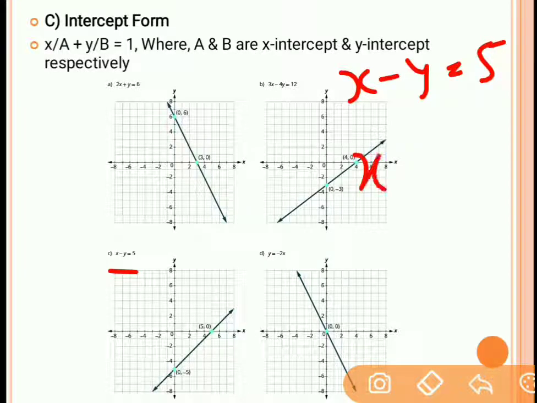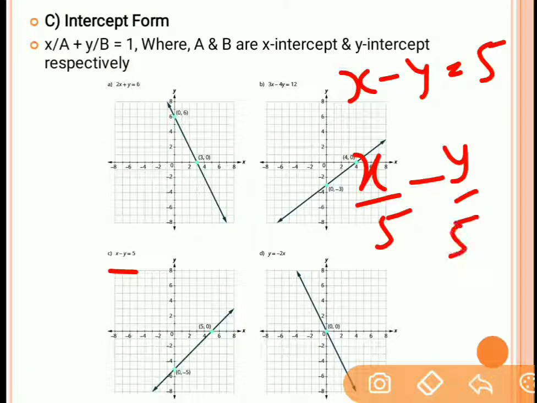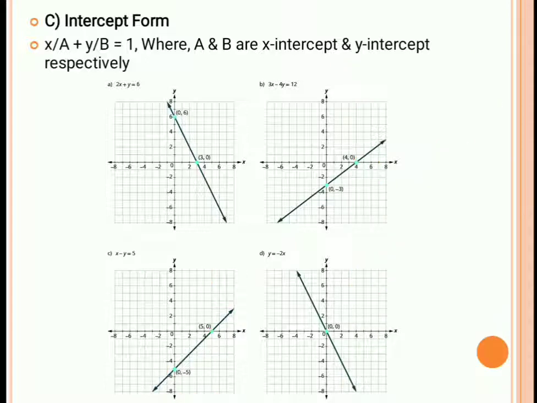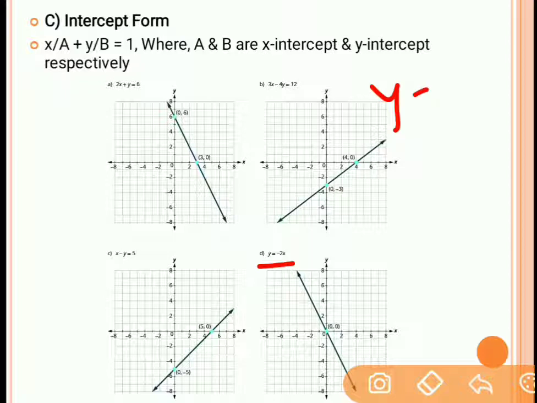If we divide the left hand side by 5, then you will get x/5 - y/5 = 1. So in this case, x-intercept a is equal to 5 and y-intercept b is equal to -5. This line will intersect the x-axis at (5, 0) and the y-axis at (0, -5). Understood? Next equation is y = -2x.